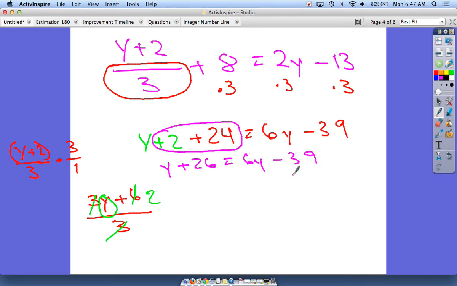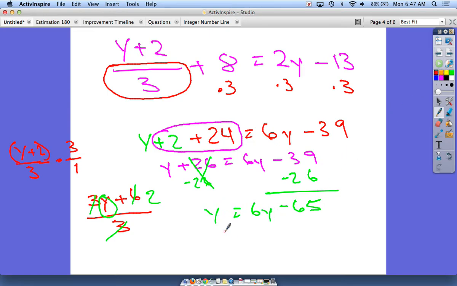I'll put all the numbers on this side, that would probably work. So I will subtract 26, and that's going to be 50 plus 15, which is going to be negative 65. And we still have our 6y equals y.